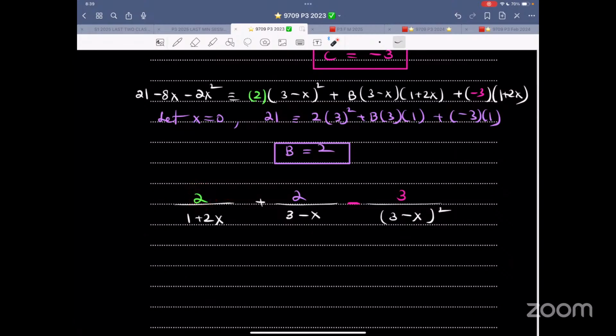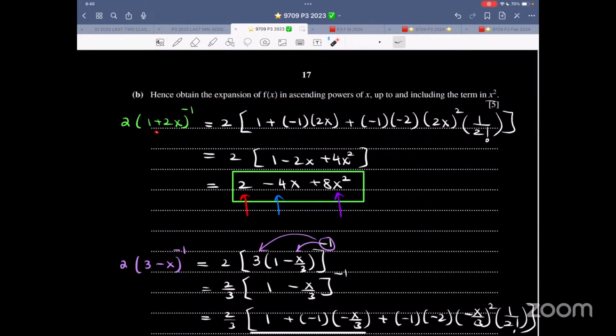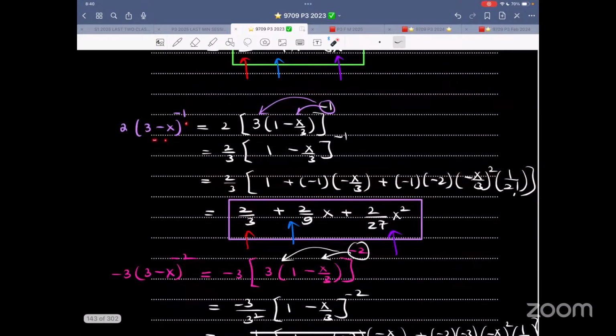2 as it is, this is 1 plus 2x raised to the power of negative 1. 2 as it is, 3 minus x raised to the power of negative 1. Negative 3 as it is, 3 minus x raised to the power of negative 2. Just look at the working. 1 plus 2x raised to the power of negative 1: first, second, third term. Simplify, you get this. 3 minus x raised to the power of negative 1: the first term has to be 1. Take 3 common out, and this power is applicable on this 3. 3 raised to the power of negative 1 is 1/3.